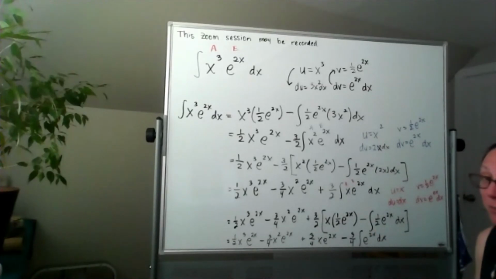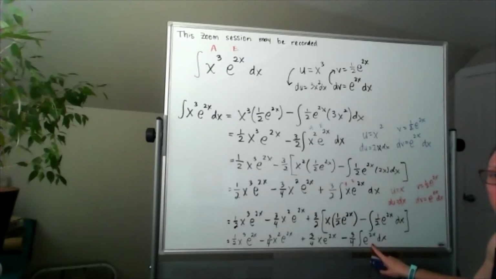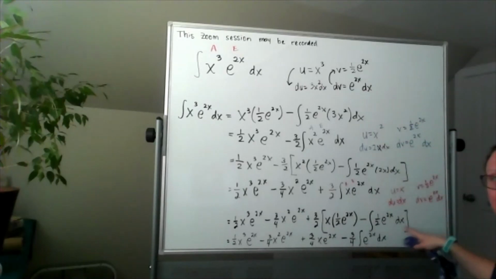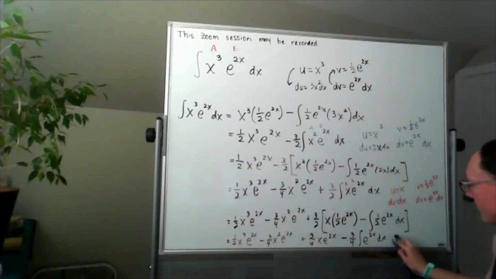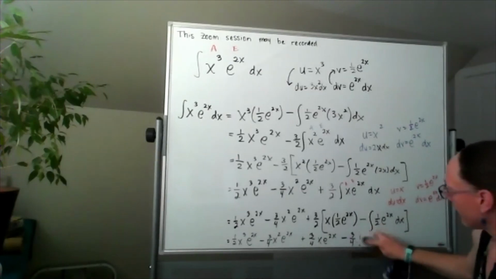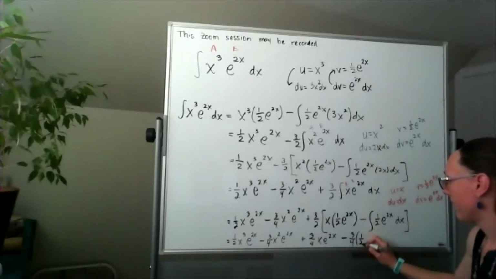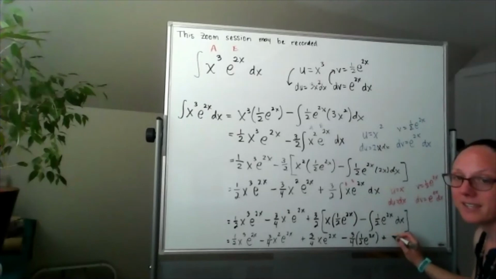But since I'm out of board space, I'm going to go ahead and integrate this one. We've now finished this integral 1, 2, 3 times, so we already know that this is going to be 1/2 e to the 2x. And don't forget the plus c.